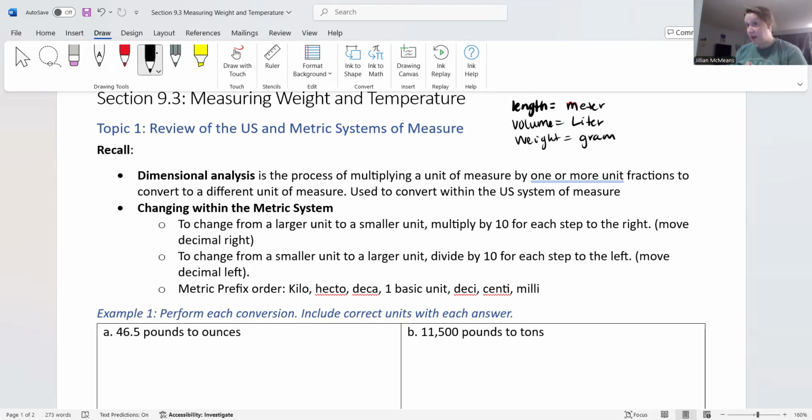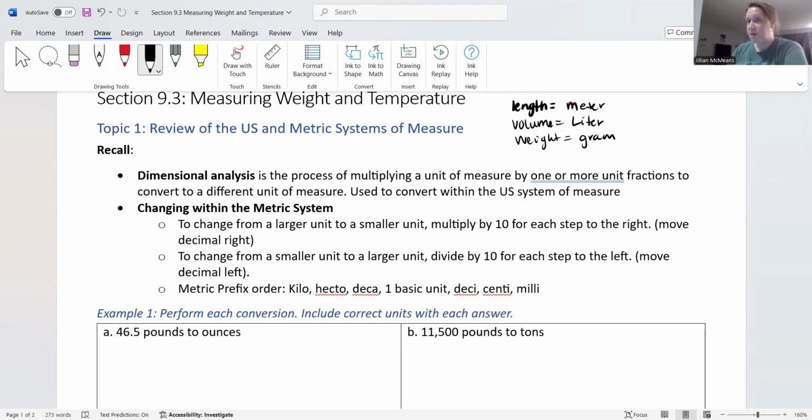Or we could have 10 basic units or 100 basic units or 1,000 basic units. That would be kilo for 1,000, hecto for 100, deca for 10. We could also have 1/10 of a basic unit, 1/100th of a basic unit, or 1/1,000th of a basic unit. That would be deci, centi, milli. So we've seen this before. We're just kind of reviewing it. So the prefixes in order from largest to smallest would be kilo, hecto, deca. And then we would have one single basic unit, then deci, centi, milli.